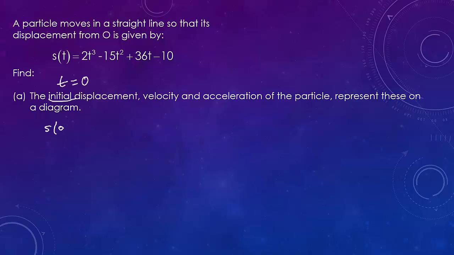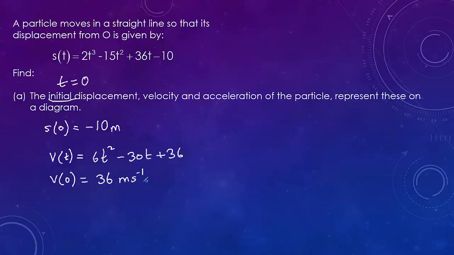So s of 0 is going to be negative 10 meters. Let's just assume meters per second unless we're told otherwise. So the velocity would be the differential of this. So that's going to be 6t squared minus 30t plus 36. So v of 0 is going to be 36 meters per second.